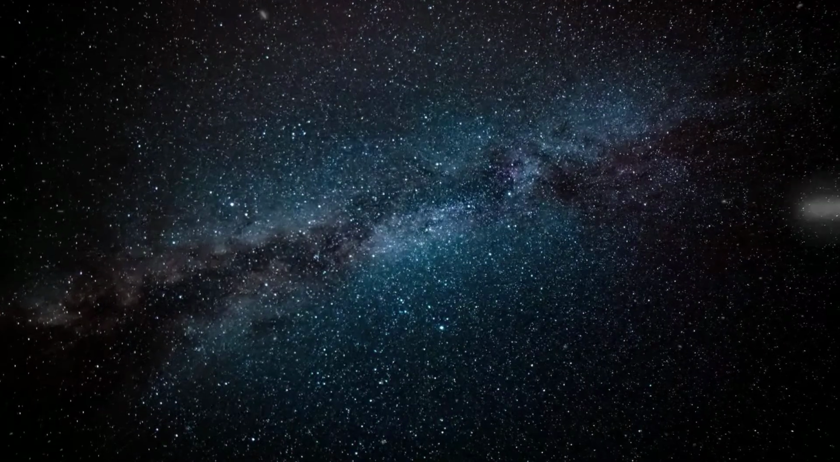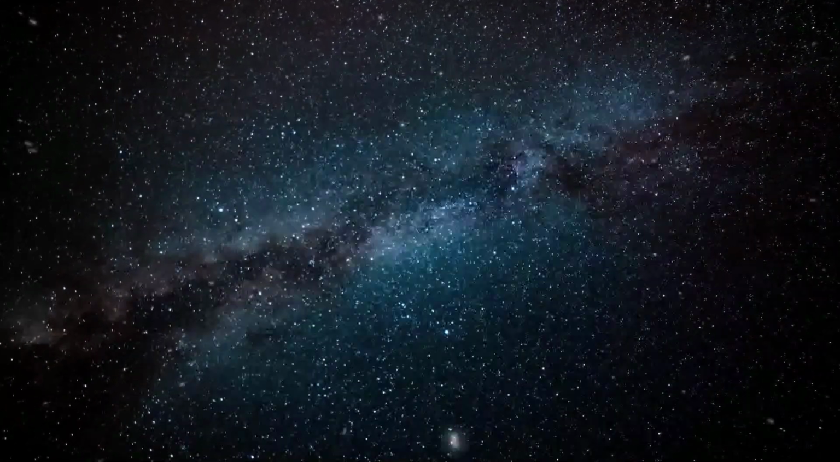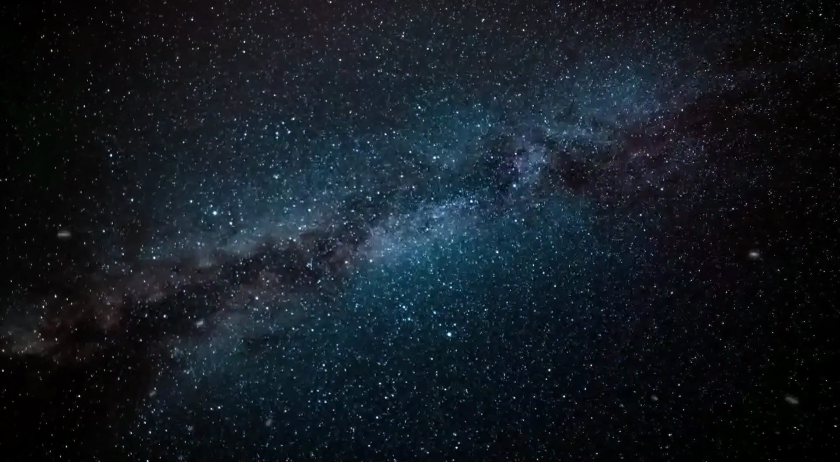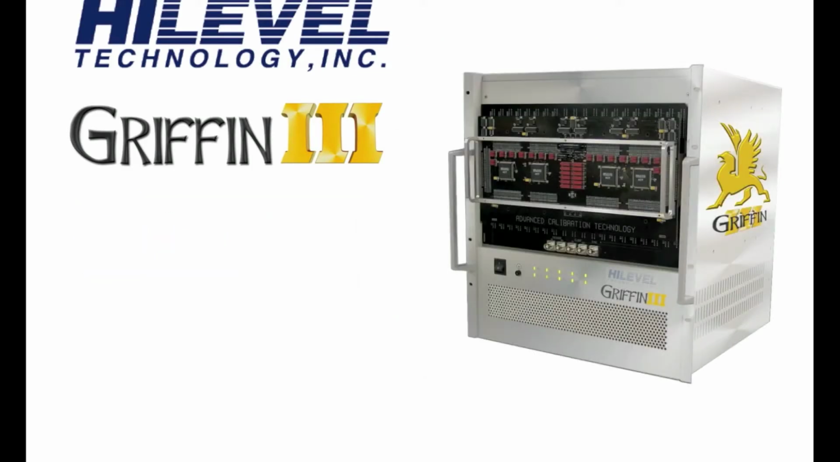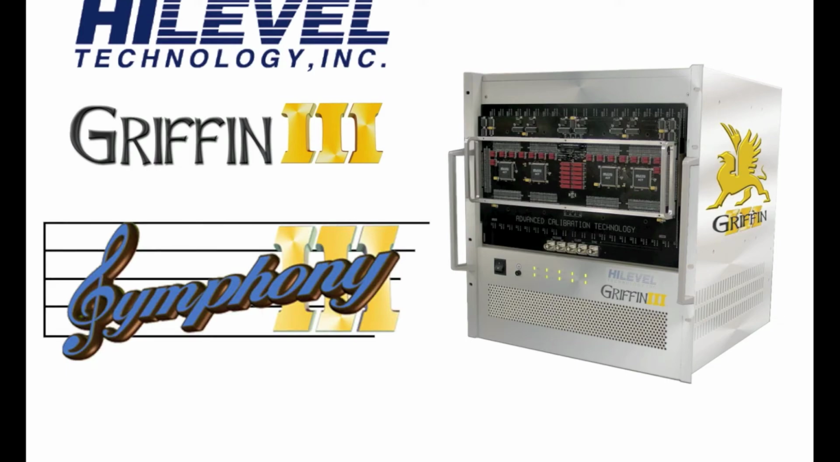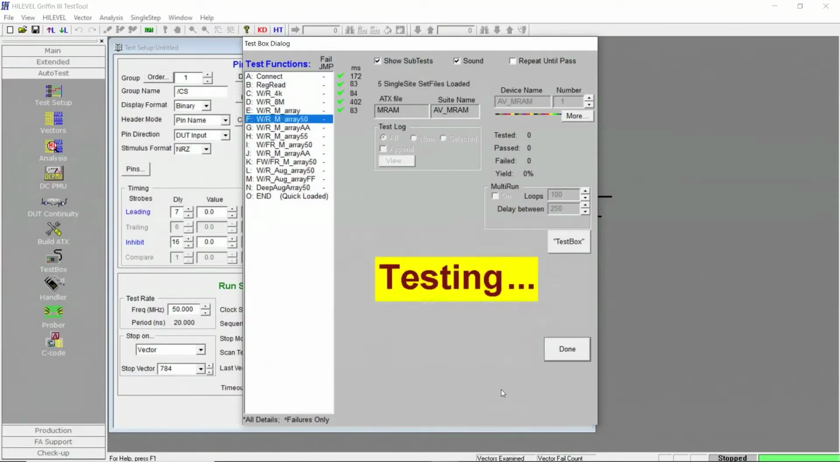Hi and welcome back. In this video, we will continue by showing how these tests were built. As a reminder, we're testing the Avalanche Serial MRAM using the high-level Griffin 3 test system and the Symphony 3 software. Remember when we ran this series of tests in the previous video?